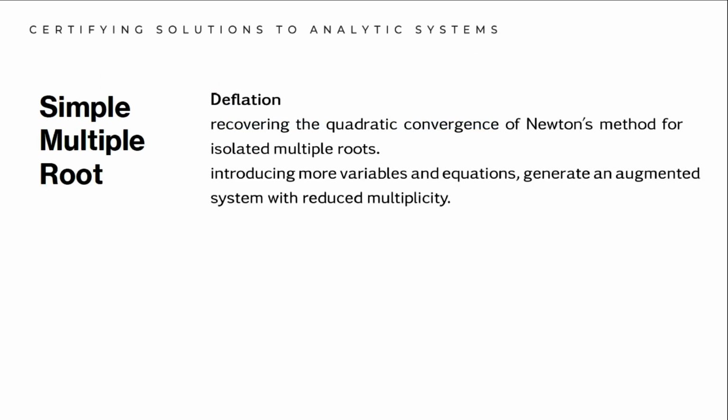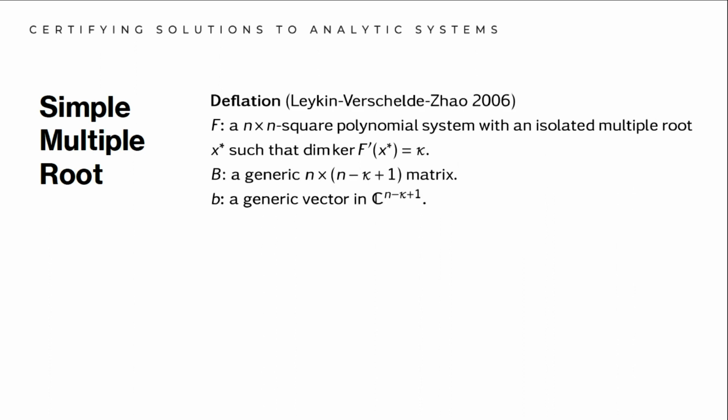We introduce more variables and more equations, and construct an augmented system which is larger than the original one. Then we get isolated roots, probably with lower multiplicity than the original roots. Let me introduce it in a little more detail. We use the algorithm of Leykin, Verschelde, and Zhao, suggested in 2006. We have capital F, a scalar polynomial system, with an isolated multiple root x star. The dimension of the corank of the Jacobian is kappa. From now on, kappa is the notation for the codimension of the Jacobian.